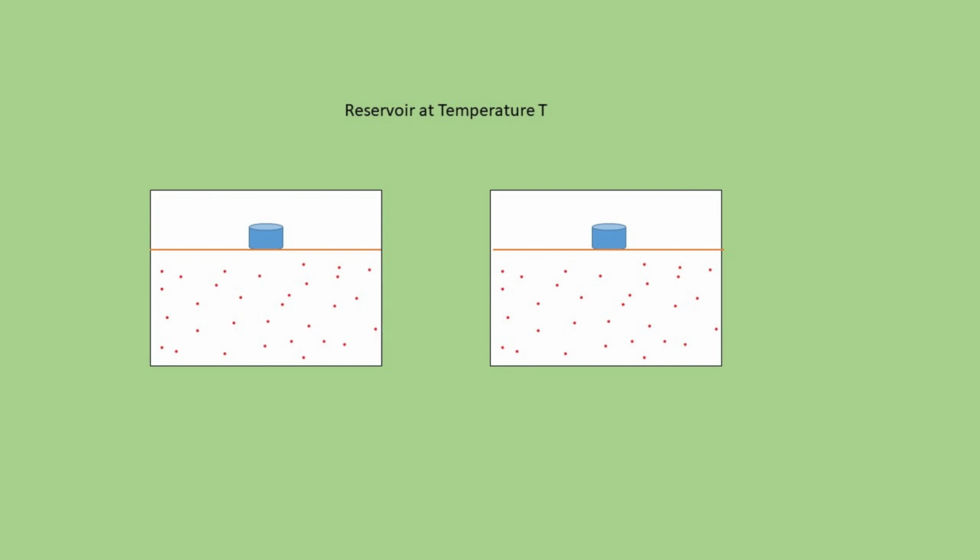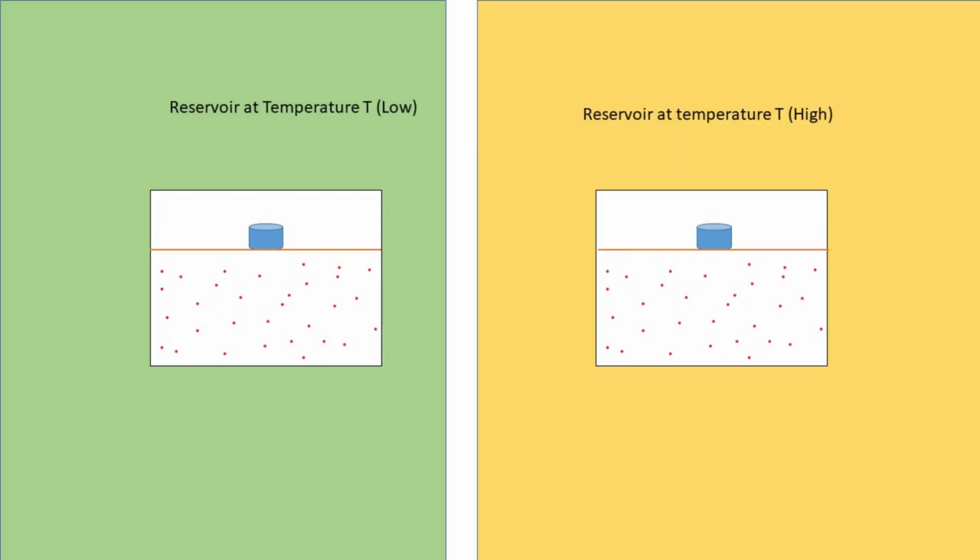Consider two identical systems. Initially, both are in equilibrium with a cold reservoir at temperature T low. Their volumes are fixed. Since the systems are identical, they initially have the same internal energy, entropy, and Helmholtz free energy. Now, we take one system and place it in contact with a hotter reservoir at temperature T high. The other system remains attached to the cold reservoir. Because the volume is fixed, the heated system does not perform any expansion work. It simply absorbs heat until its temperature becomes equal to T high.